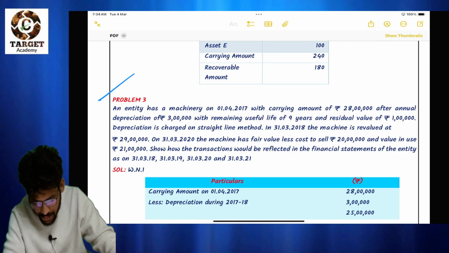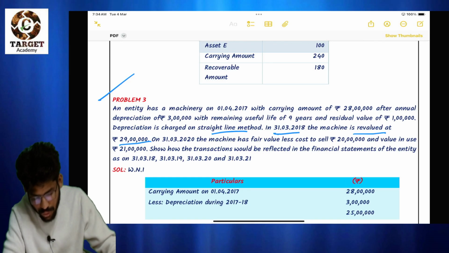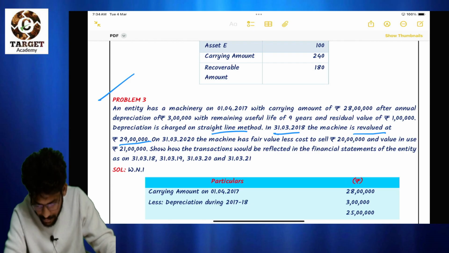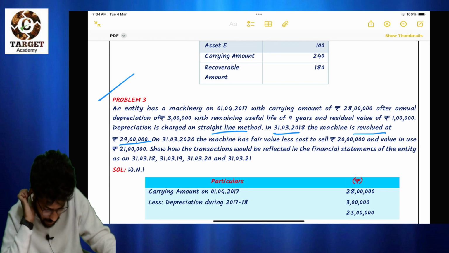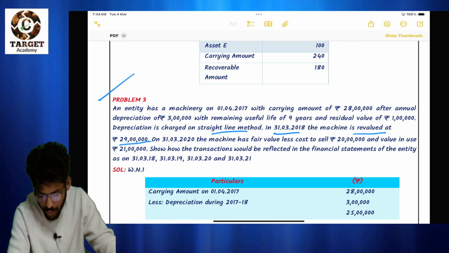Okay, depreciation is charged on the straight line method. So please underline straight line method. On 31st March 2018, the machine is revalued at 29 lakhs. So you need to revalue the machinery at the end of 31st March 2018. So the revalued figure is 29 lakhs. Okay, the asset got revalued. Clear? Okay, so on 31st March 2020, the machine has a fair value less cost of sale of 20 lakhs, value in use is 21 lakhs. How will the transaction be reflected in the financial statements of the entity for the 4 years 18, 19, 20, 21.